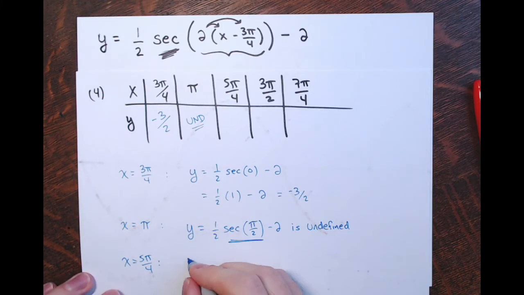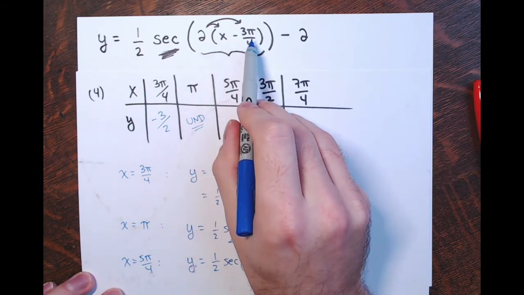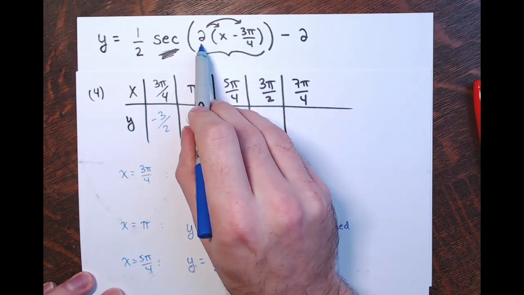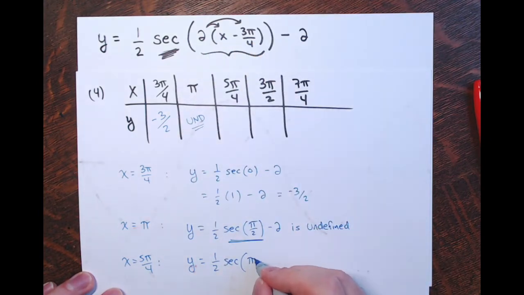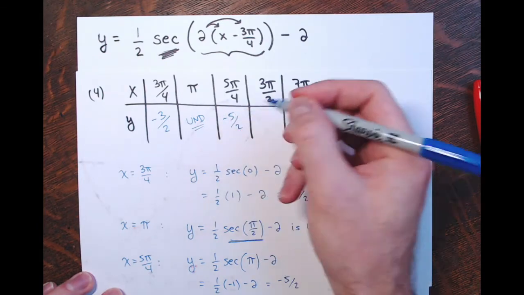Plug that in. You get y equals half of the secant of, now 5 pi over 4 minus 3 pi over 4 is 2 pi over 4, which is pi over 2, and then double that, just pi. And then minus 2. Now the secant of pi is negative 1. So half of negative 1 is negative half. Minus 2 is negative 5 halves. Negative 5 halves.